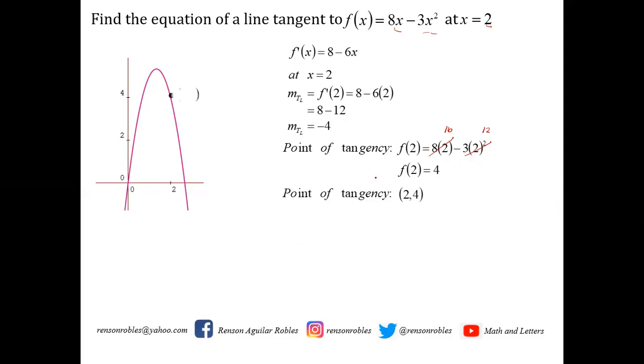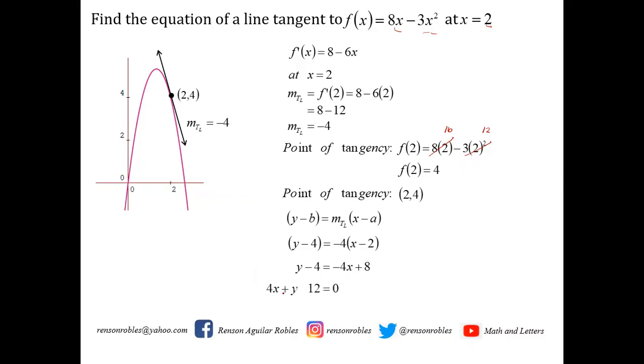So we can now draw our tangent line passing through the point (2, 4) with a slope equal to negative 4. So the equation of this tangent line is given by y minus b equals the slope of the tangent line times x minus a. So we shall have y minus 4 equals negative 4 times x minus 2. And then simplifying, we shall have y minus 4 equals negative 4x plus 8, or 4x plus y minus 12 equals 0. And this is the equation of the tangent line.